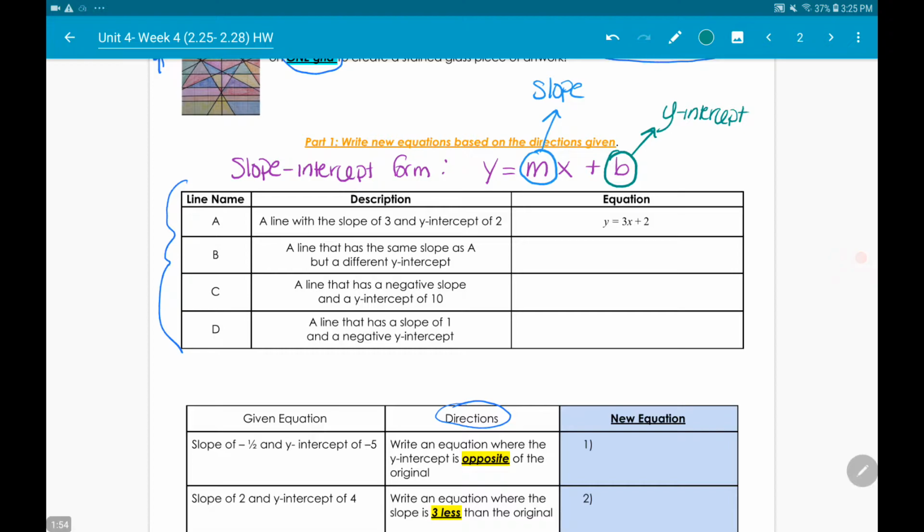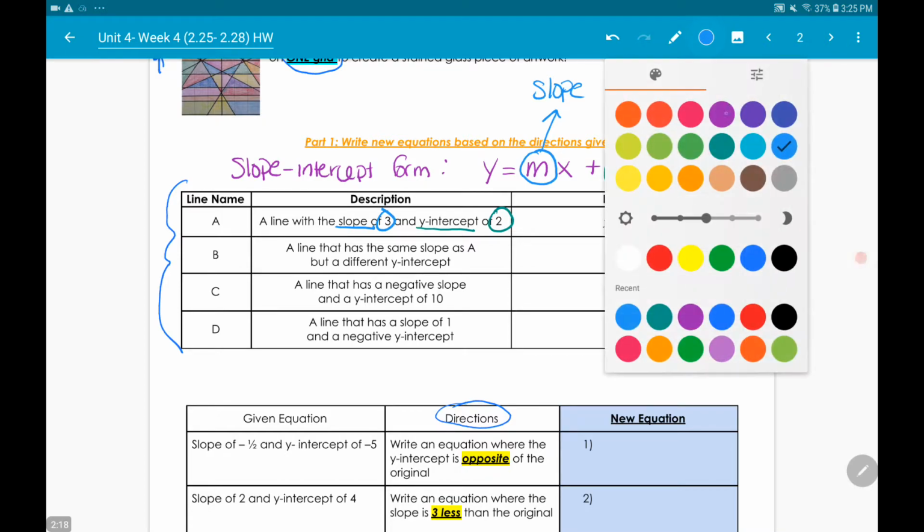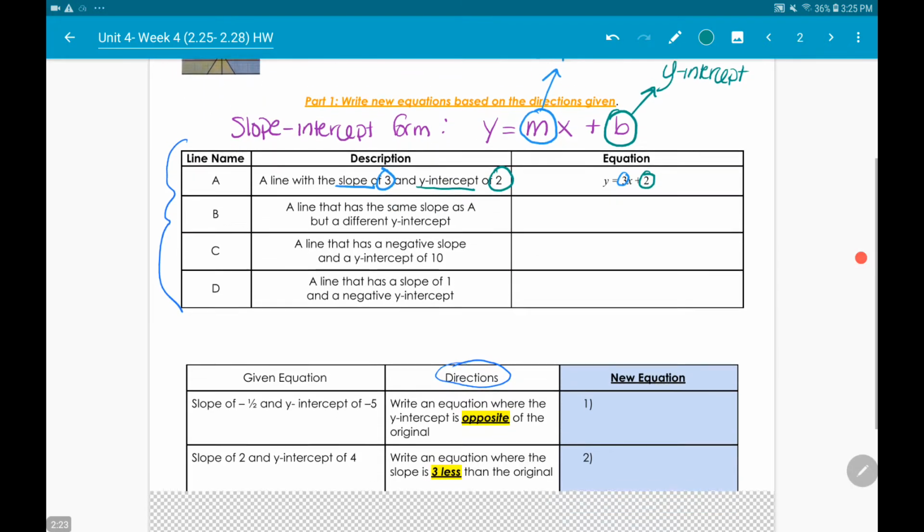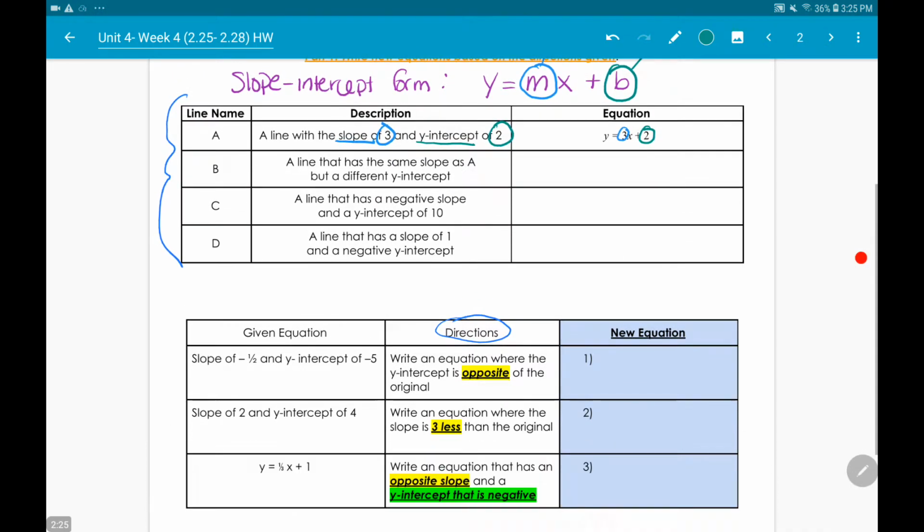So let's look. A says a line with a slope of 3 and a y-intercept of 2. So slope of 3, y-intercept of 2, and here we could see it. Slope is 3, y-intercept was 2. All right, let's try B.